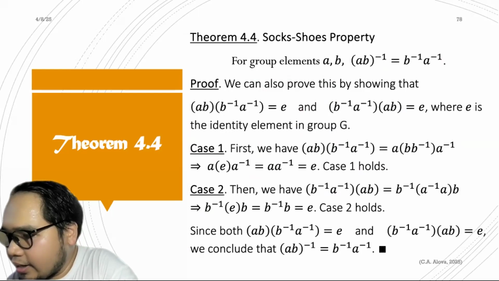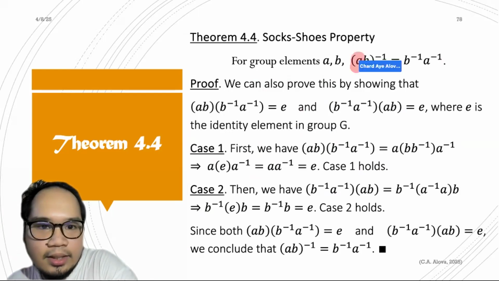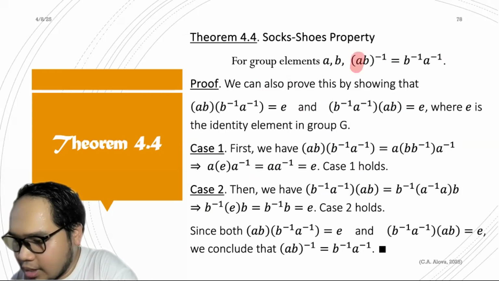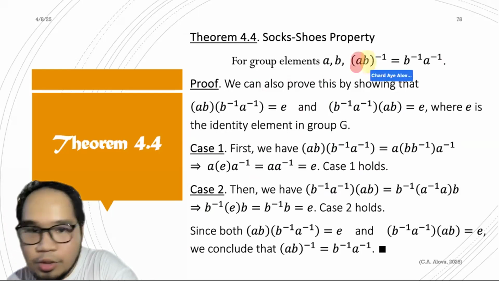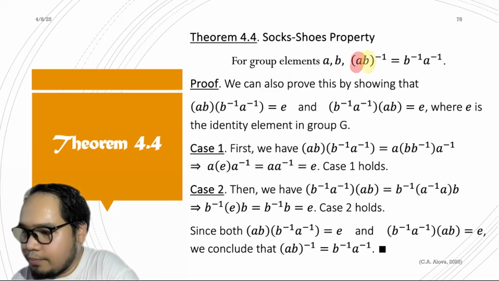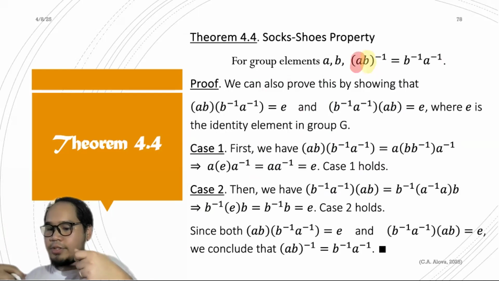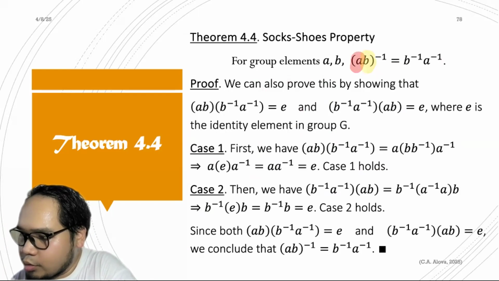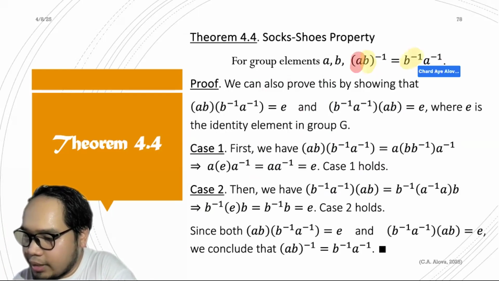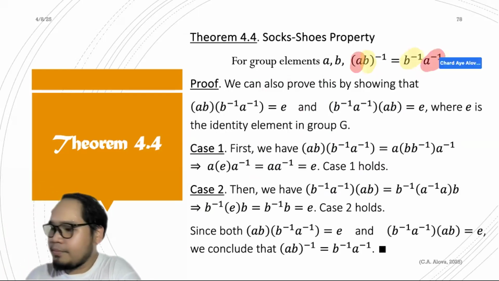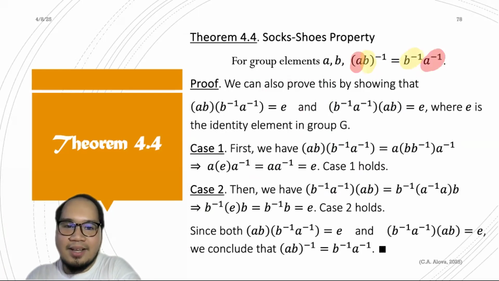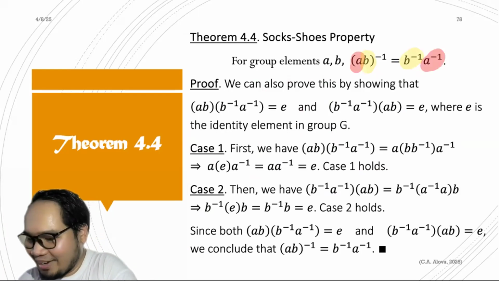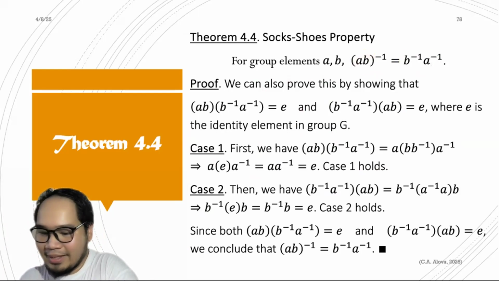Take a as the socks, and take b as the shoes. When you put on your socks first and then your shoes, the moment you take them off, you take the shoes first, followed by the socks. That's the socks-shoes property. I hope you got the idea.